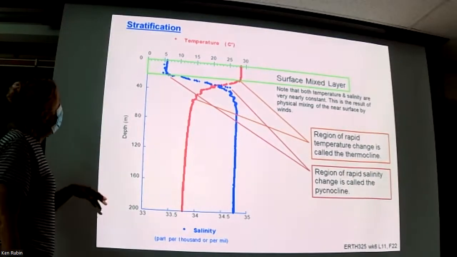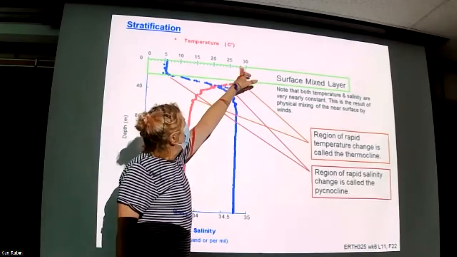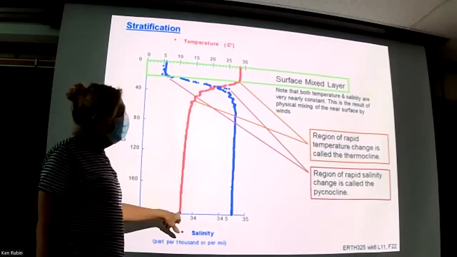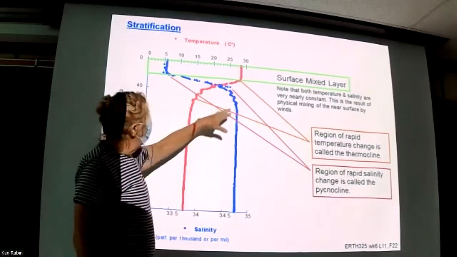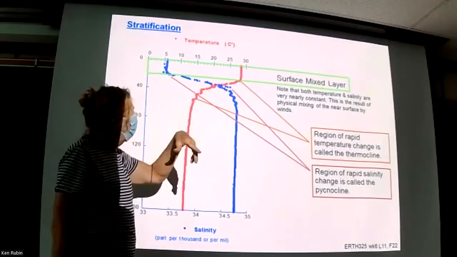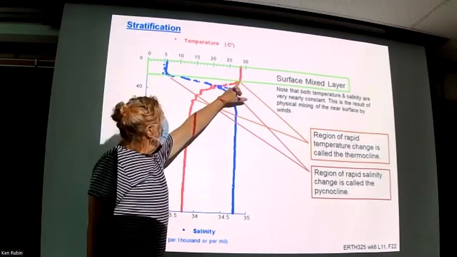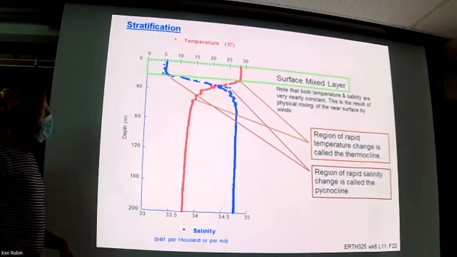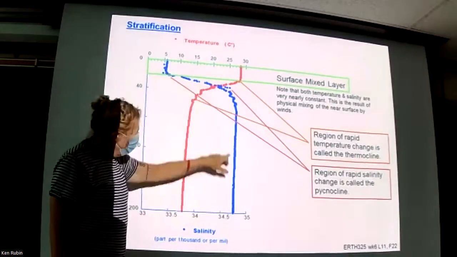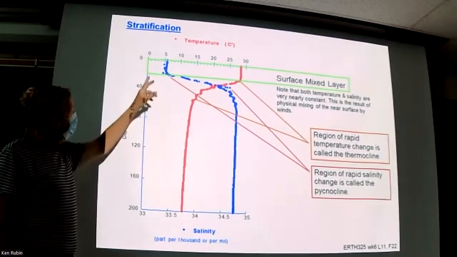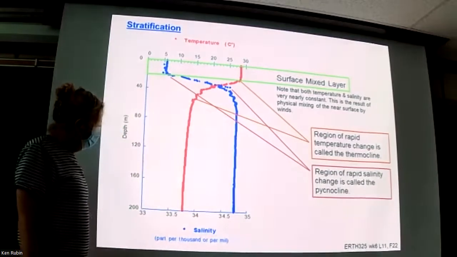Okay, and you can see here that it's relatively constant with depth, and then all of a sudden it shoots down, and then it's constant with depth. And this is stratified. This is the mixed layer or the upper layer with a constant temperature with depth. It's a lot warmer. This is the thermocline, and then this is the deep layer. And we can see that salinity varies in an opposite sense. Okay, it goes from less salty at the surface to more salty at depth.